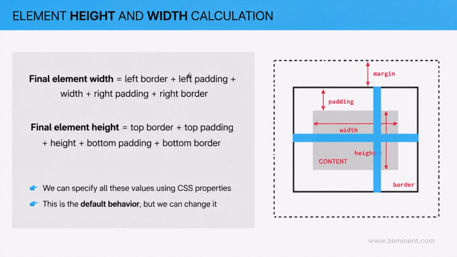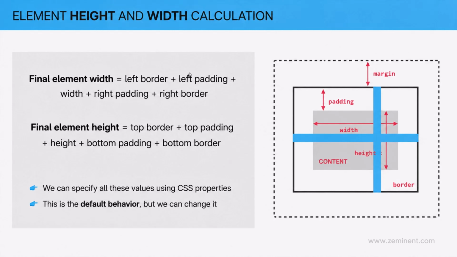Now let's move on to another very important part of the box model. How does CSS calculate the final width and height of an element? As you can see, the final element width would be the left border plus left padding plus width, plus the right padding and the right border. As well as for the final element height: top border, top padding, height, bottom padding and bottom border. We can specify all these values using CSS properties. This is the default behavior, but we can change it, and that's the basic foundation of the CSS box model.